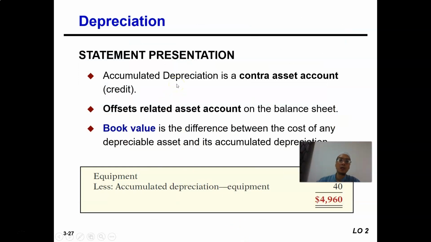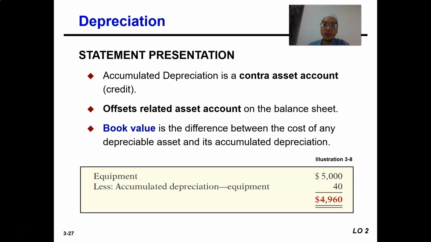Okay, so how do we show this depreciation? Of course, the depreciation expense will go into the income statement. But what happens to the accumulated depreciation? We have mentioned that accumulated depreciation is a contra asset account. It is opposite to the asset account. It offsets the related asset account on the balance sheet. So the asset account itself will be shown on the balance sheet, but the accumulated depreciation account, which is the contra account to the asset, will also be shown on the balance sheet.